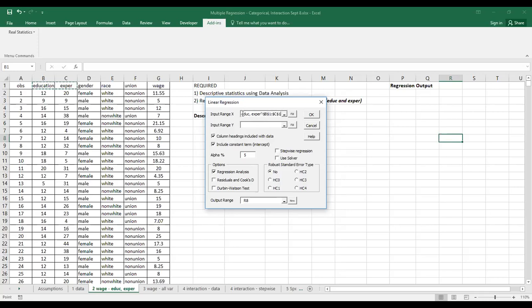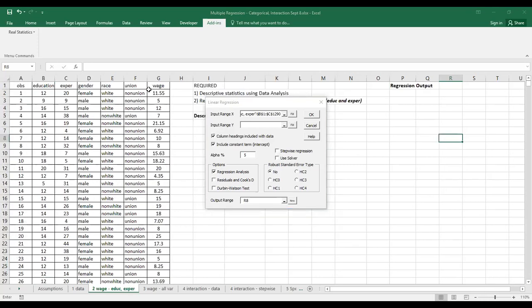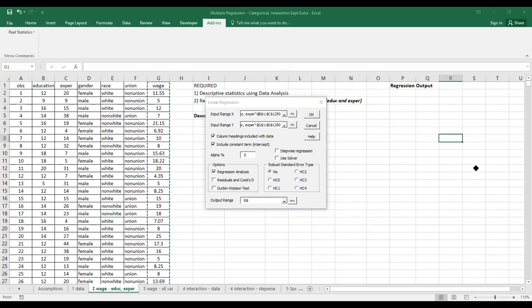Okay, so let's highlight our explanatory variable. Control Shift down arrow. Okay. So from row 1 up to row 1290. And then for our input range, our Y, our dependent variable, we have wage. Control Shift down arrow. Okay, pause muna ako, ha? Okay, I'll give you a few seconds to follow.